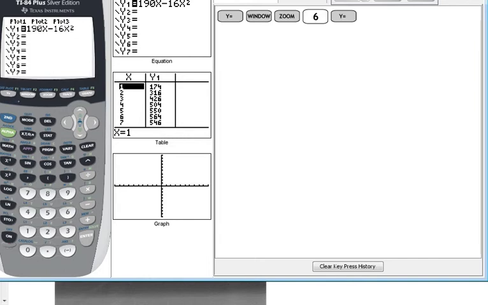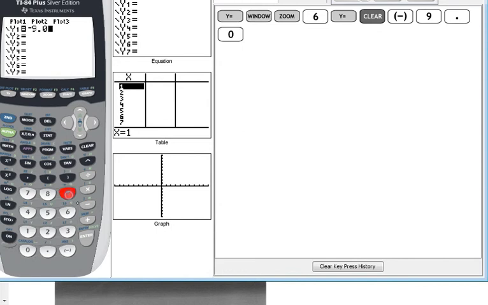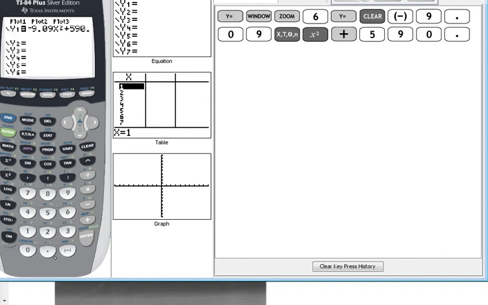So now we're going to y equals, and now we're going to put in our new equation. So you can clear the one that's in there, don't delete it, clear it. And then we're going to put in negative 9.09x squared. We're going to add 590.85x.